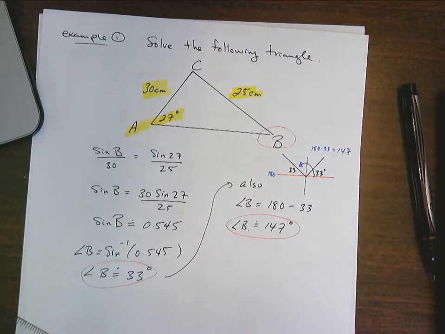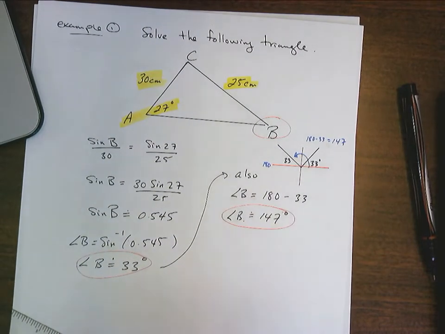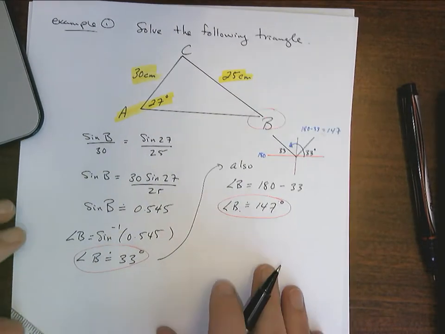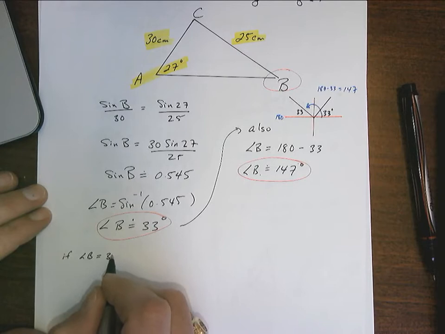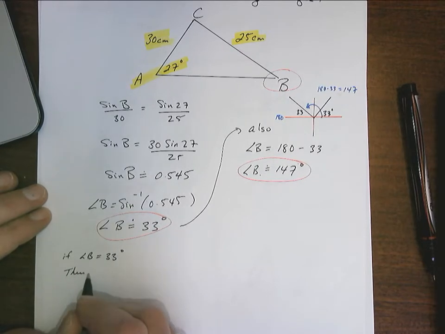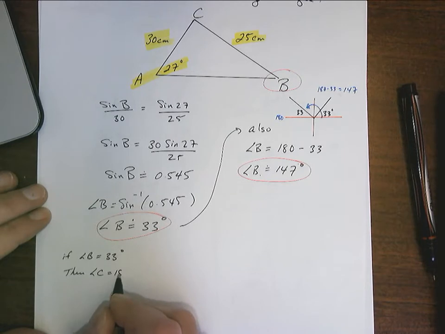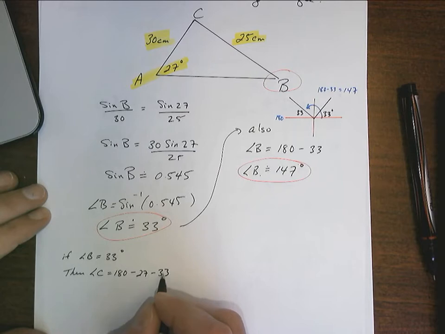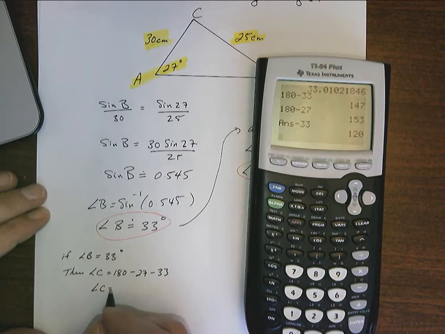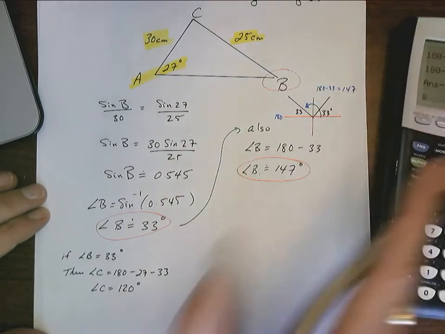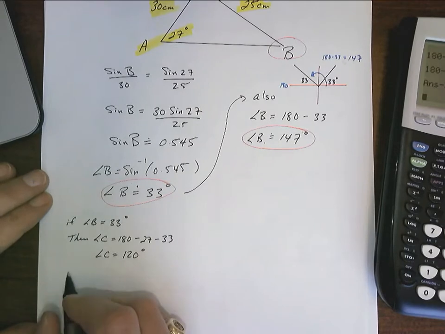So the question is, can only one work? Can both work? Do either work? So let's see. If angle B equals 33 degrees, then angle C would equal 180 minus the 27 minus the 33. And that'll give us 180 minus 27 minus 33 equals 120 degrees. Angle C will be 120 degrees. That makes a triangle. Yes, we have a triangle.